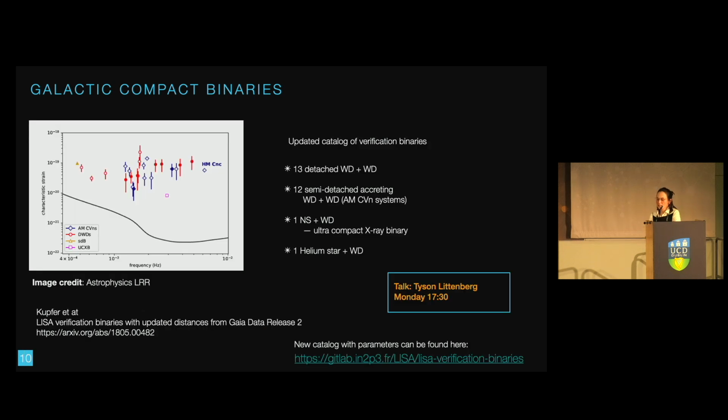We separate some of the galactic binaries, which we call verification binaries, because these are the signals that we have already seen in the electromagnetic spectrum, and they're signals that we expect we're going to see. If you are interested in this, there is a catalog of the signals that is being maintained, and there will be a talk from Tyson where he will specifically talk about the data analysis for these sources and how the knowledge of their astrophysical properties from electromagnetic observations can help data analysis.